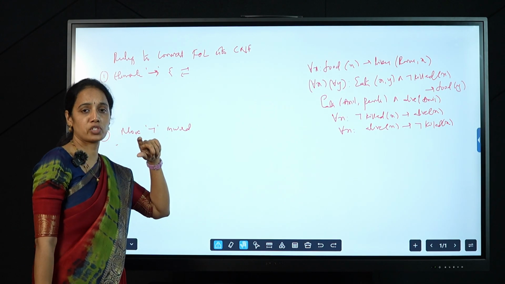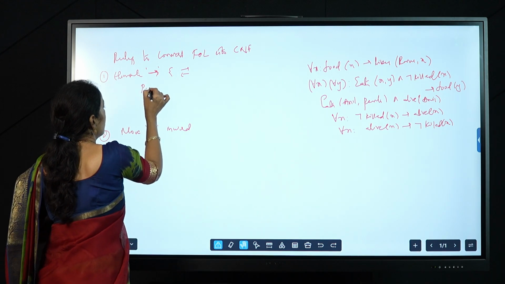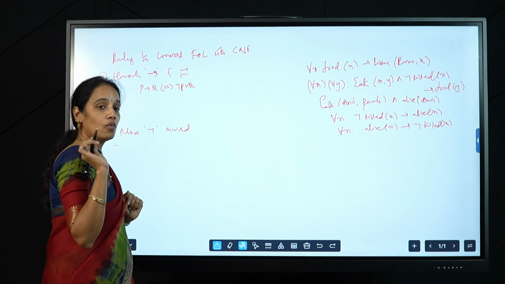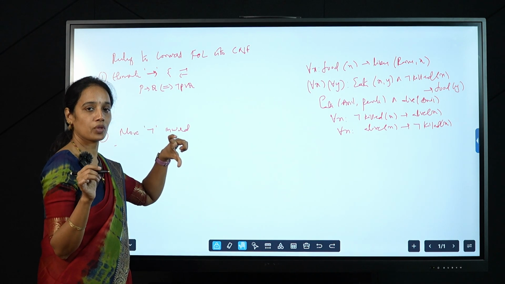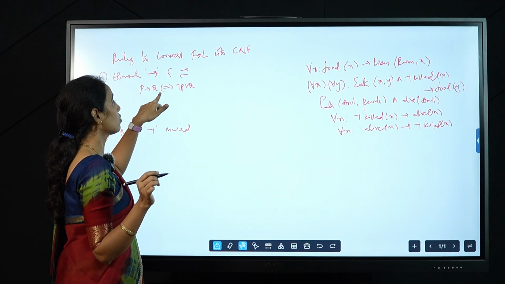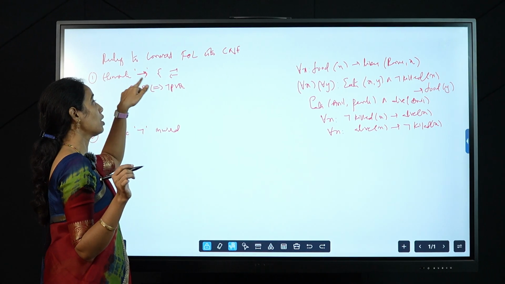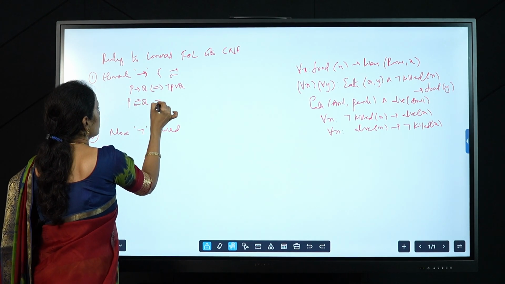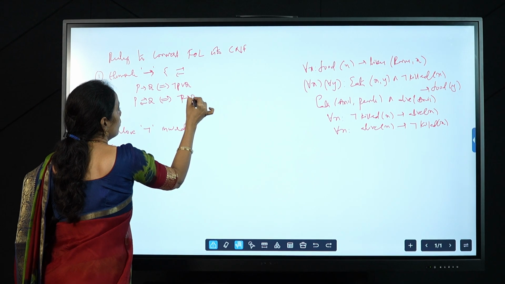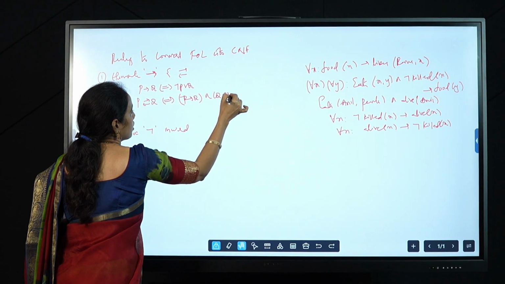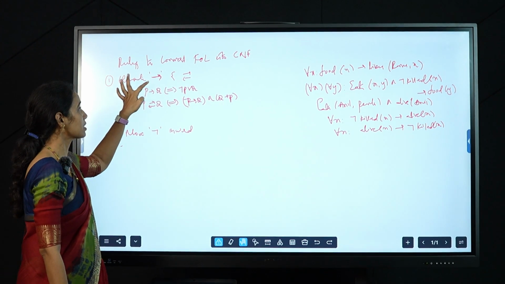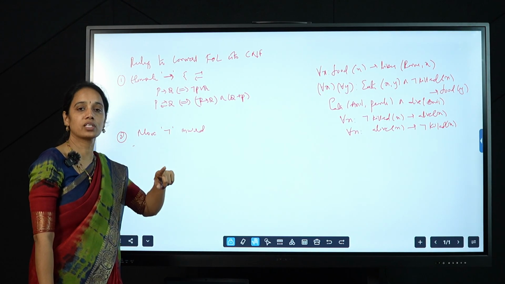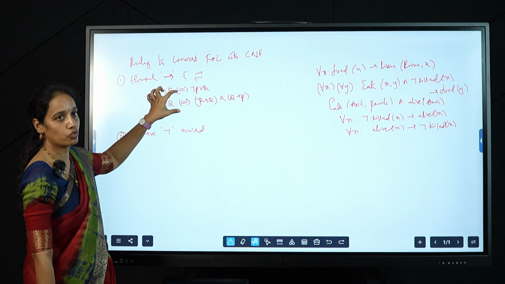In the very first class of propositional logic, I told you one formula: P conditional Q is equivalent to negation P or Q. Whenever we have a conditional in a first order logic formula, we need to convert it into the equivalent formula. That is, P conditional Q can be replaced by negation P or Q. And P biconditional Q is given as P conditional Q and Q conditional P. So first we eliminate conditionals and biconditionals. With conditionals we can't prove the conclusion, so we need to convert into conjunctive normal form with the help of these 2 formulas.